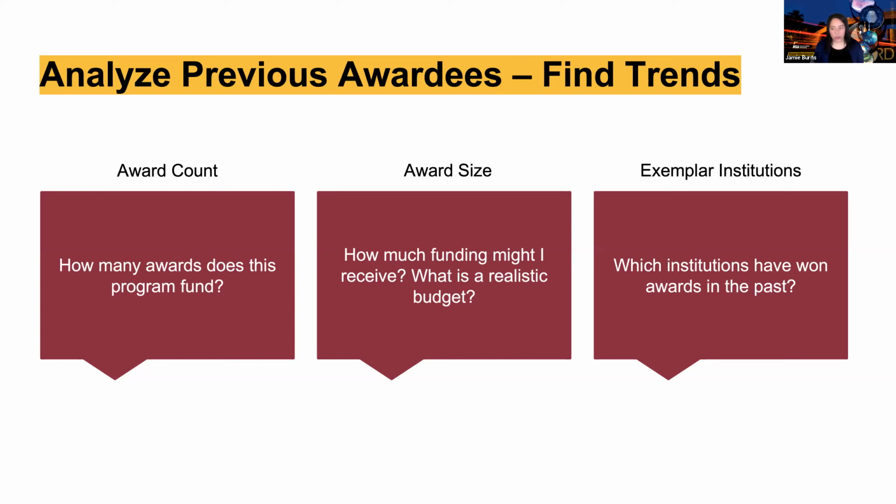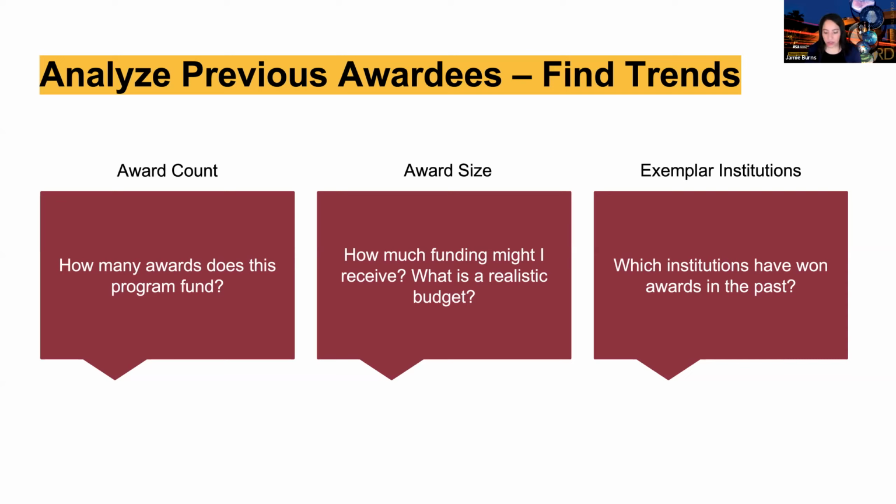And then we do get a lot of the questions around who's won this in the past, which institutions have won awards in the past. And so with that, we do this exemplar institution analysis where we show, okay, these institutions are winning a lot or they've won consistently. What are they doing? What is their makeup? How are they doing this?